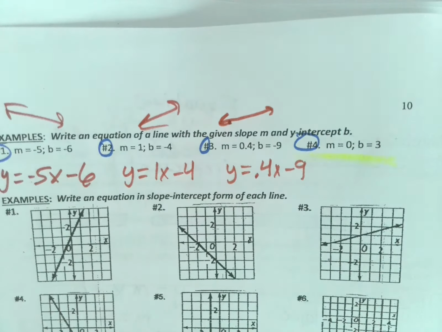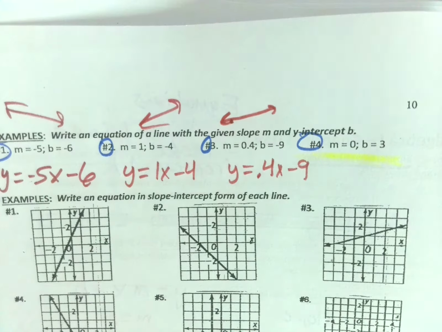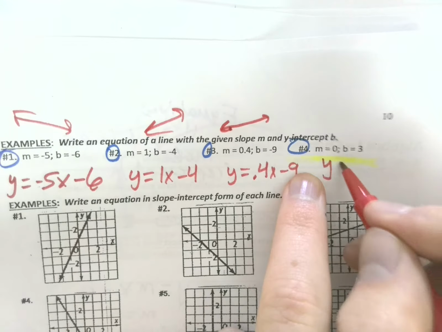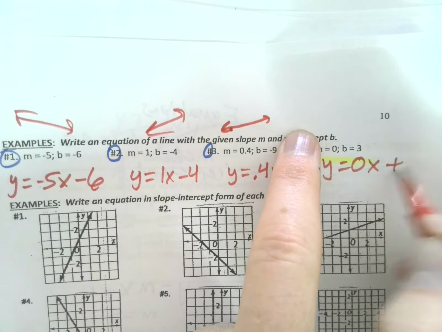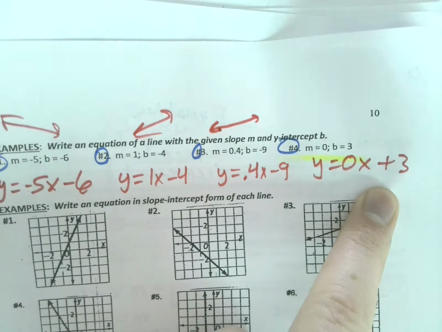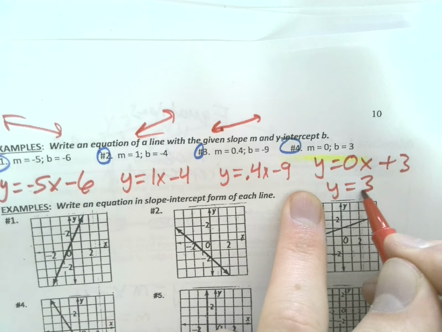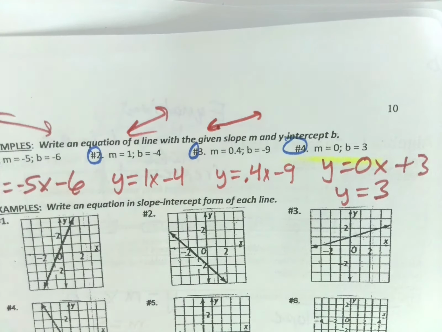How about number 4? This one's kind of weird. Mary Beth, what do you see about number 4? Okay, so it'd be y equals 0x plus 3. What's a better way to write that, though? Y equals... Devin, oh, no, the x is gone.